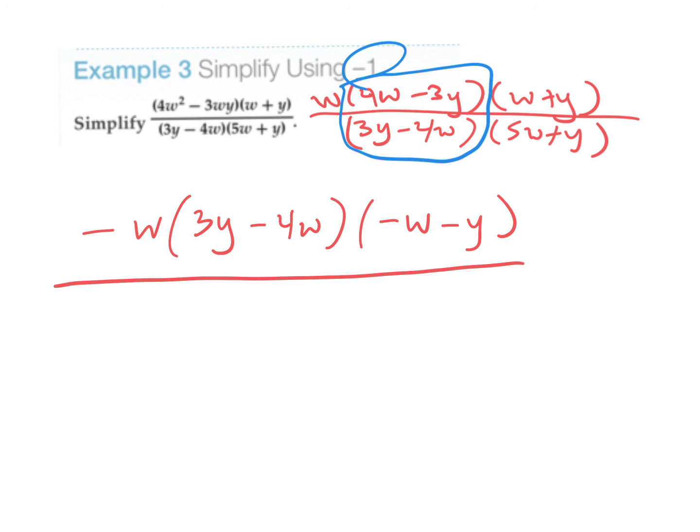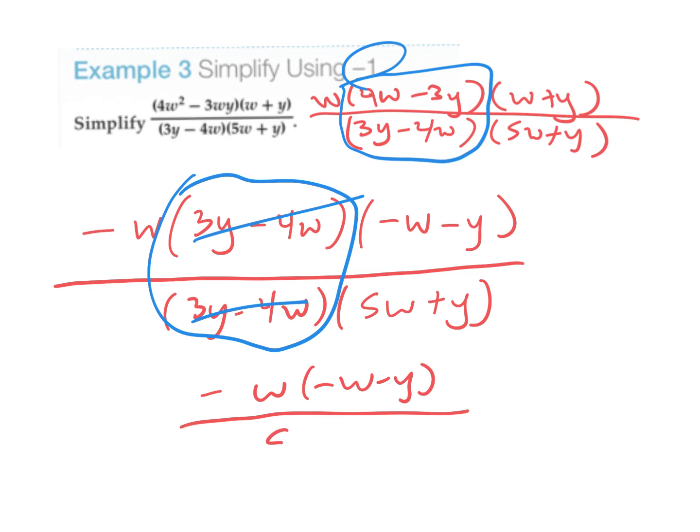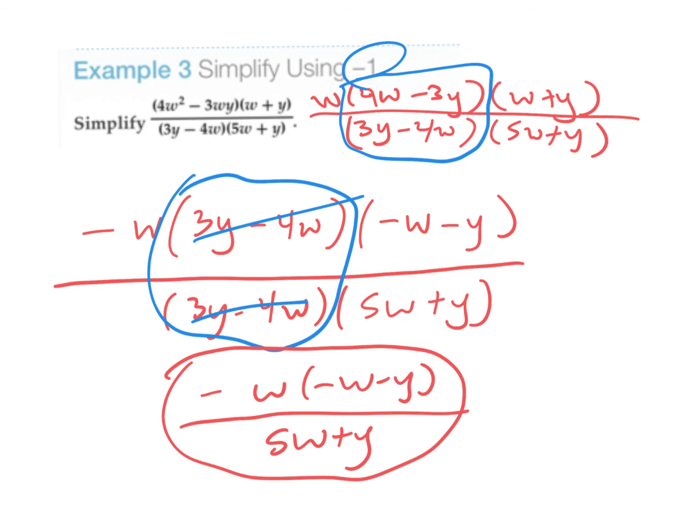And all I did was multiply by negative 1. Now the denominator doesn't change at all. So the denominator stays 3y minus 4w and 5w plus y. So nothing changes in the denominator, but the numerator changes its sign. By doing that, we now have these two factors that are exactly the same that can cancel out, which then leaves us with our negative w minus y over 5w plus y. And so these are simplified by using a negative 1 to change the sign so we can cancel out factors.